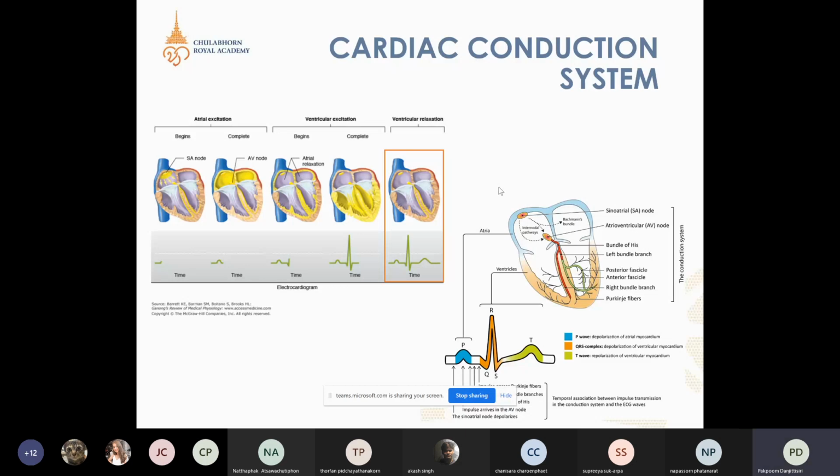Okay. After the ventricular depolarization, it will go to the ventricular repolarization. At this period, you can see the ventricular relaxation on the body surface EKG, from the end of the QRS complex until the end of the T wave.